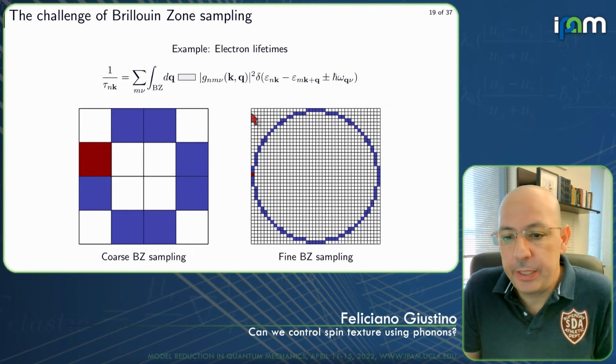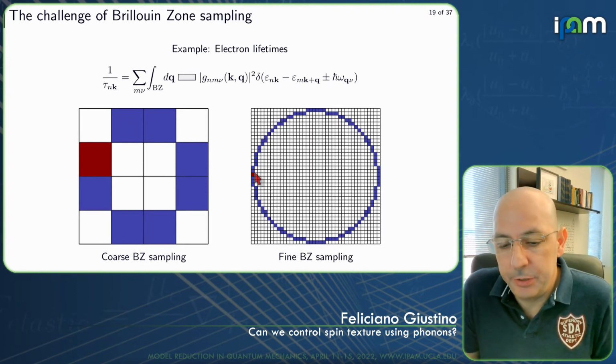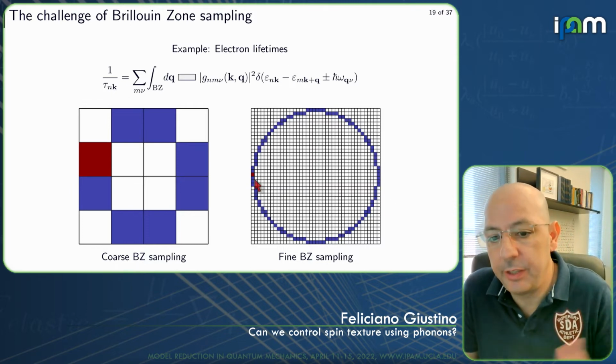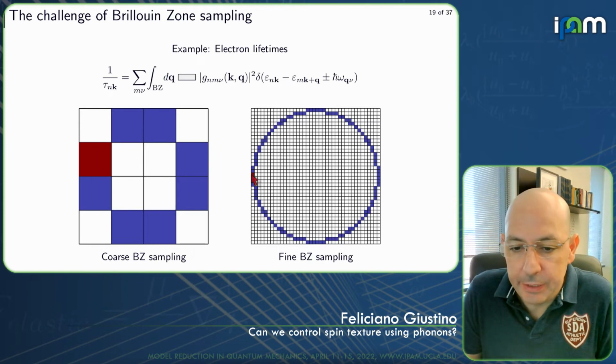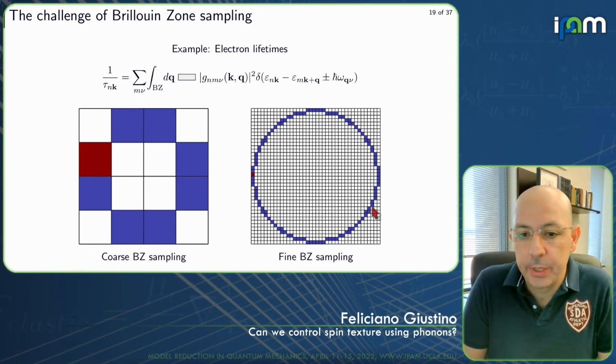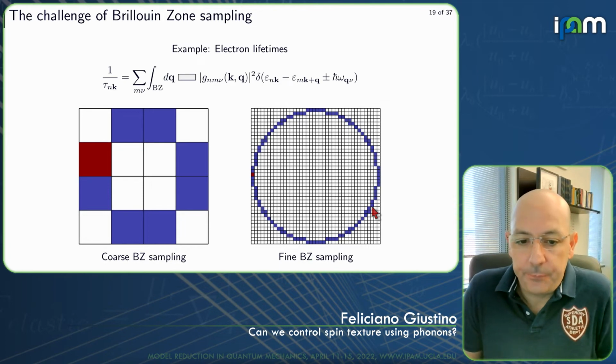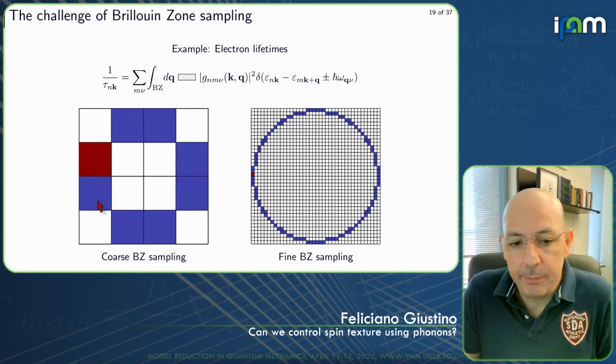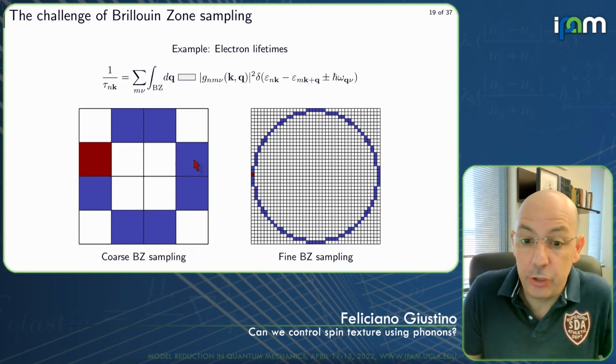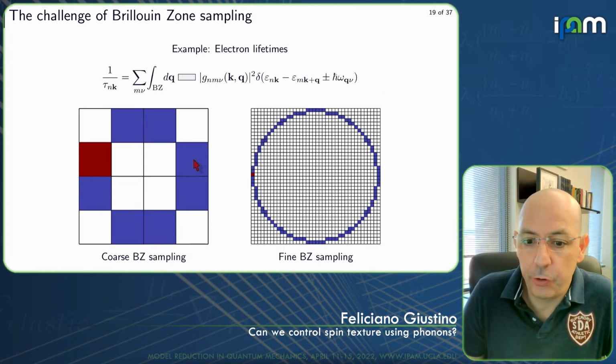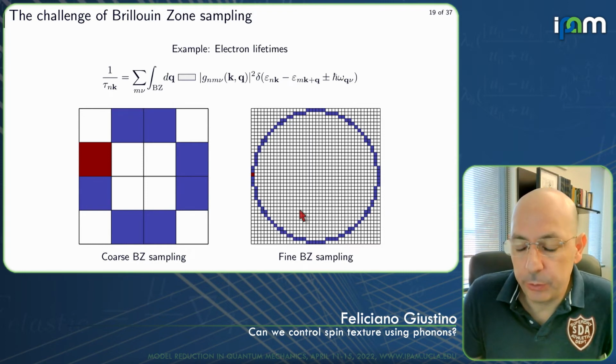If I use a much finer sampling, my set of allowed points looks more like what I expect, which should be a circle in this example of parabolic dispersions, and this would have the correct shape of the free space that I want to explore. So doing a calculation using a sampling like the one on the left is essentially a no-go because you will get the physics wrong, and one always has to use a very fine sampling of the Brillouin zone.